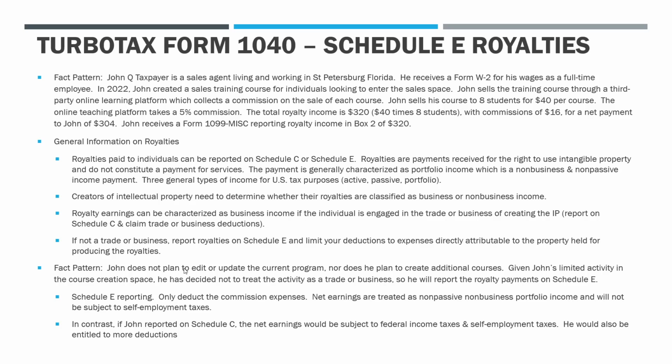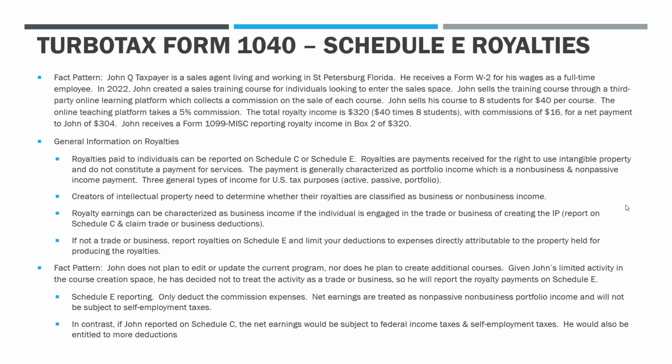All right, so the fact pattern again here, just to summarize, what we've decided is that, well, look, John just made this one course. He did it over the weekend, didn't put a ton of effort into it. And so based on the level of activity, given all the facts and circumstances, he feels that his activity doesn't give rise to a trade or business in this context, so we are not going to be reporting it on Schedule C. We're just going to report it on Schedule E, the royalty income, and then we'll take a deduction for just the commissions, and then that's it.